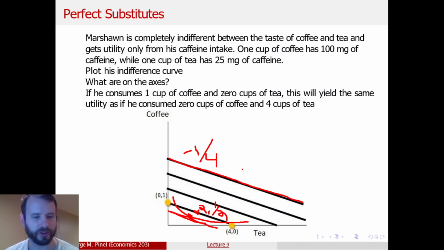So that's a perfect substitute. It's a good for which you don't care about having the mix. They're perfectly interchangeable, except in as much as maybe the rate of change is not going to be 1-to-1. So he just as well take an additional cup of coffee as he would 4 additional cups of tea. Right. So that's perfect substitutes.